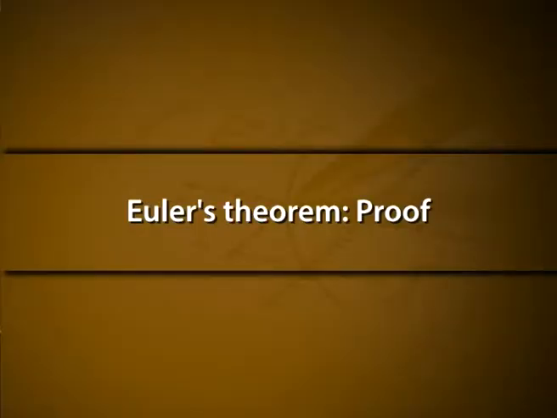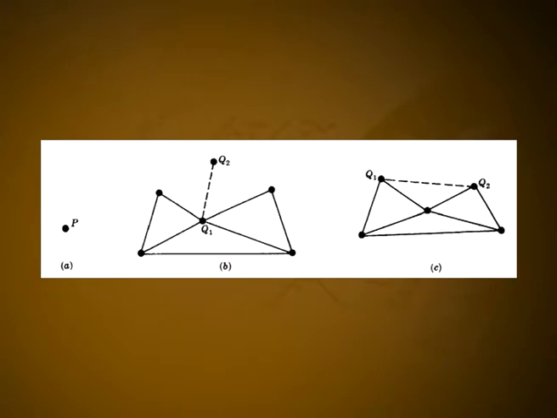Let us see the proof of Euler's theorem. Finally, for connected planar graphs, we have Euler's formula V minus E plus F is equal to 2. We will prove that this formula works. Suppose the connected map M consists of a single vertex P as shown in the figure. Then V is equal to 1, E equal to 0 and R is equal to 1. Hence, V minus E plus R is equal to 2.